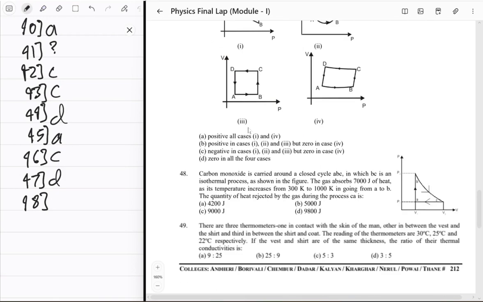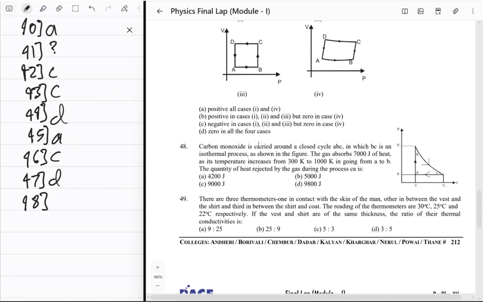48. 48 is carbon monoxide is carried around a closed cycle ABC, in which species as thermal process is shown in the figure. The gas absorbs this much of heat. Temperature increases from 300 to 1000 Kelvin. क्या B to C I guess. Okay. B to C नहीं, वो तो change temperature zero है. In going from A to B. अच्छा A पे कितना है 300 and it's at 1000 over there. Cool. The quantity of heat ejected by the gas during the process CA is.